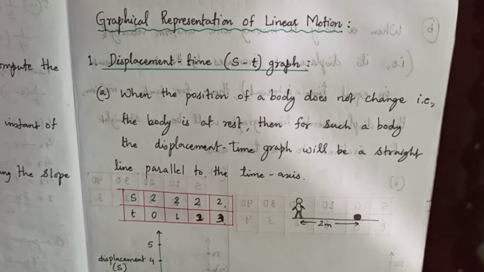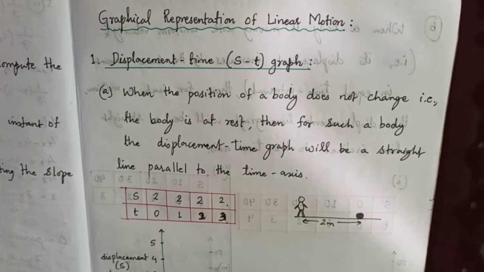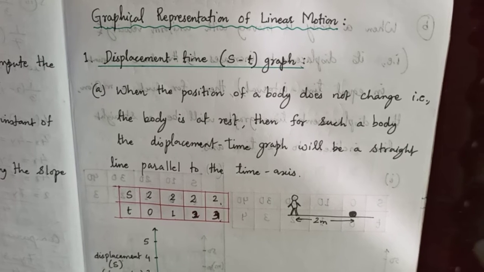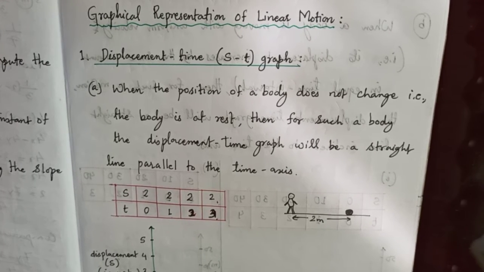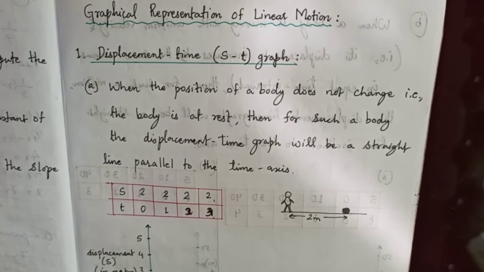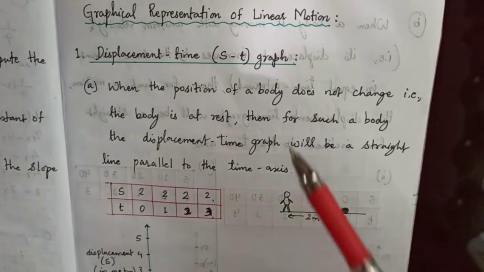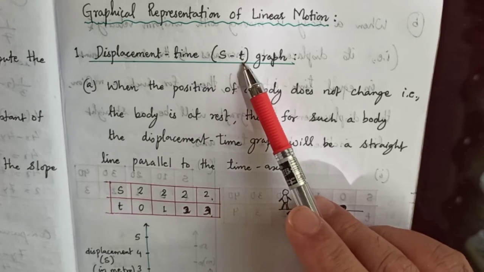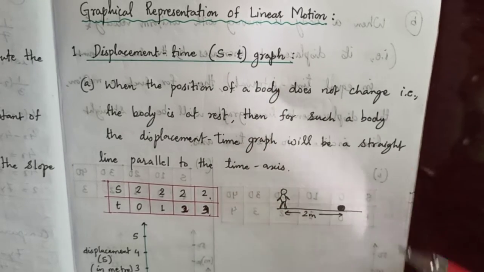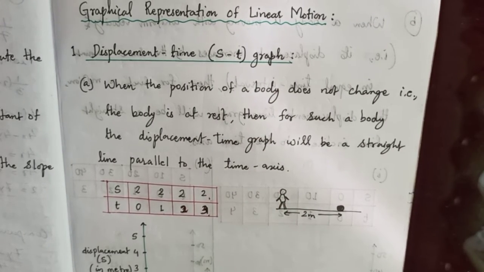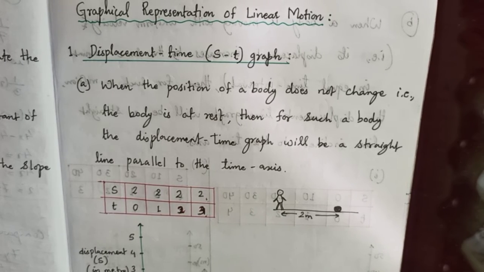The motion in one dimension can also be represented graphically. For this, we require different types of graphs. One such graph is the displacement time graph or ST graph, with displacement denoted by S and time denoted by T. With the help of this graph, we can represent different types of motion.